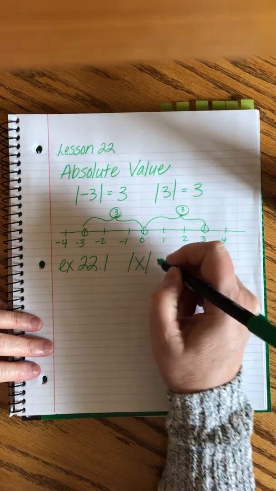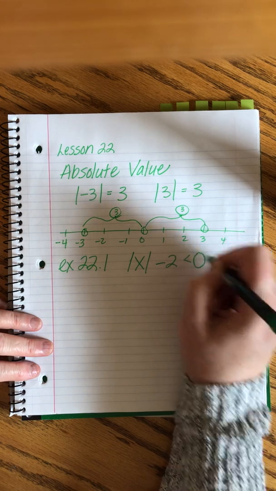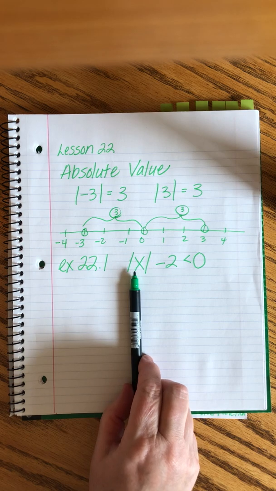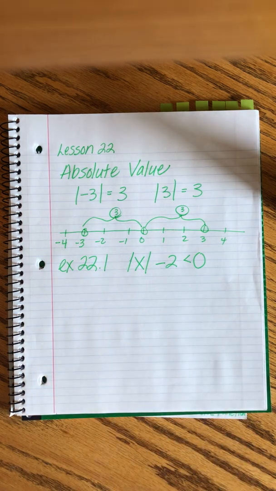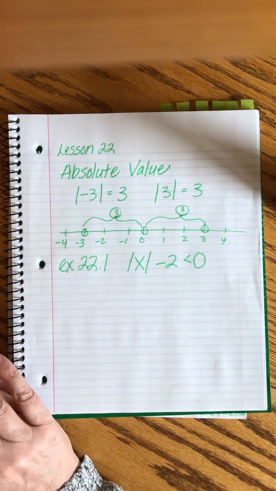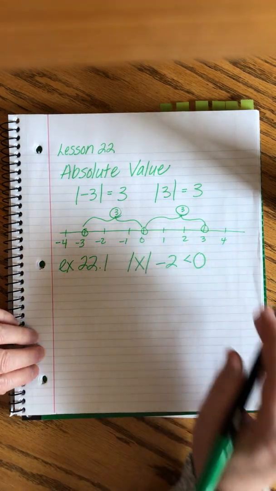The absolute value of x minus 2 less than 0. Okay? We know that this will just be a number line because there's only one letter. If there's an x and a y, then that tells us, oh, better go to the Cartesian coordinate system. But because we just have one letter, we know this is going to be on a number line, just a basic number line like that.